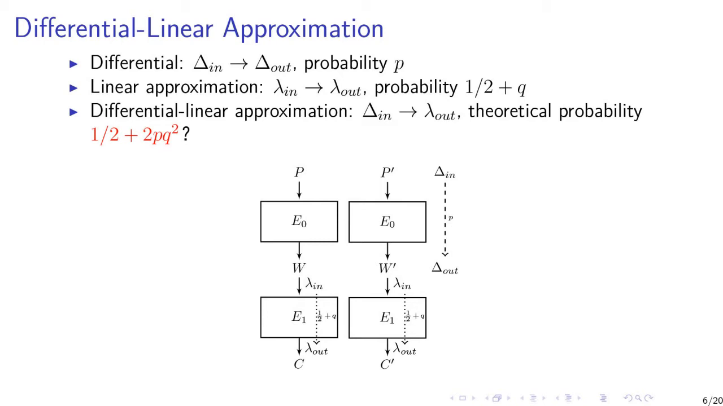Let p be the probability of a differential from delta in to delta out, and the linear approximation from lambda in to lambda out has bias q. Typically, the differential-linear approximation from delta in to lambda out is supposed to have a theoretical bias 2 times p times q squared. Is it really true? It may not be.